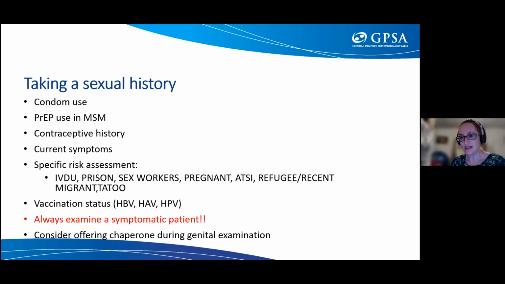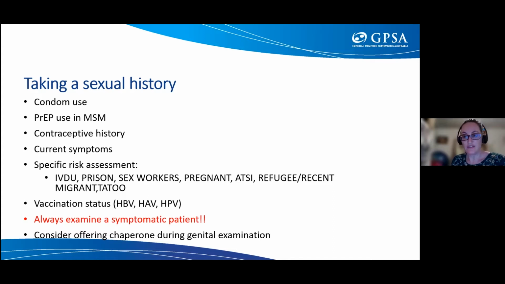And there's two ways to take it. You can take it as a regular daily medication, or a newer way to take it is on demand, where you take it for a couple of hours before intended sexual activity and then for a couple of days after. So it's important to ascertain, if you've got a man who has sex with men, whether he's using PrEP.